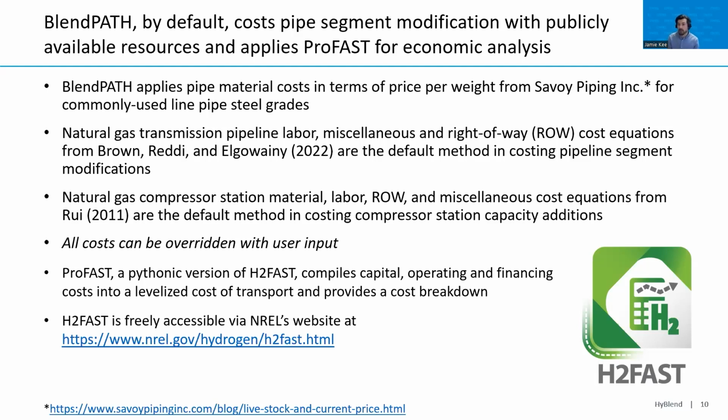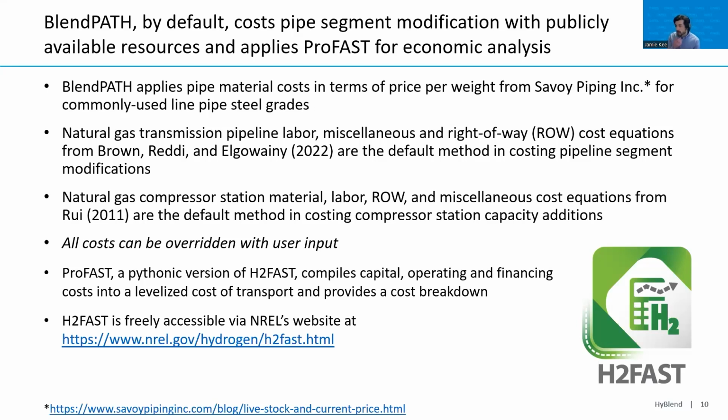We can also look at any compressors that have been modified, retrofitted, or upgraded. These consider material, labor, right-of-way, and miscellaneous costs from a 2011 paper, and those are all based on the capacity of the compressor station. All of these costs are coming from publicly available data and can be overridden with user input. We acknowledge that users are going to have more representative data for their specific case study. So we encourage users to input their own cost functions for a more representative case study.